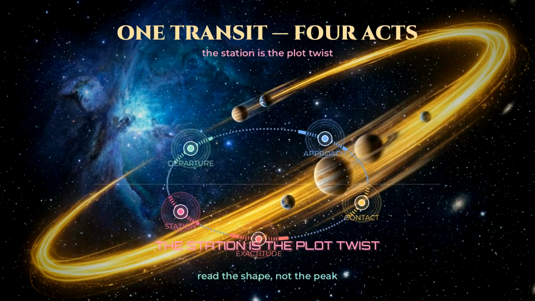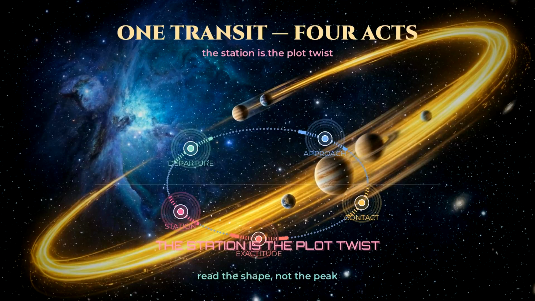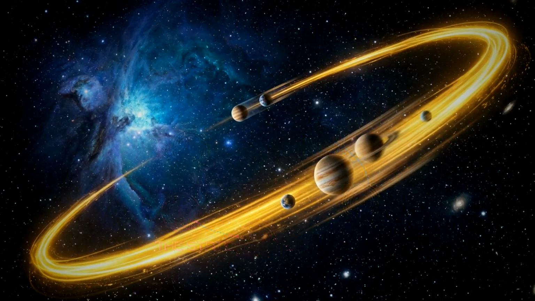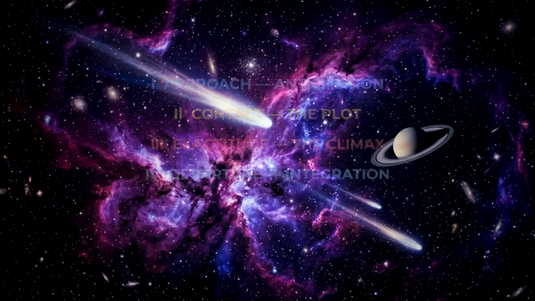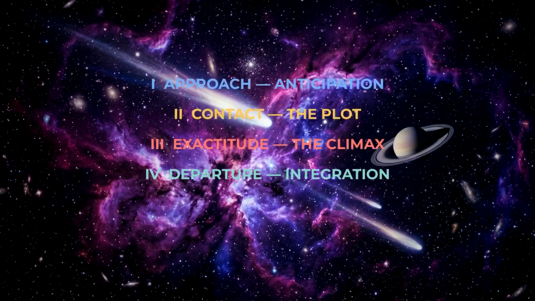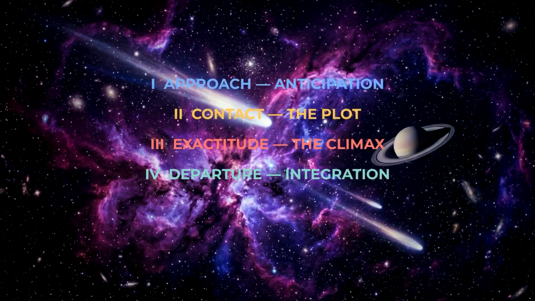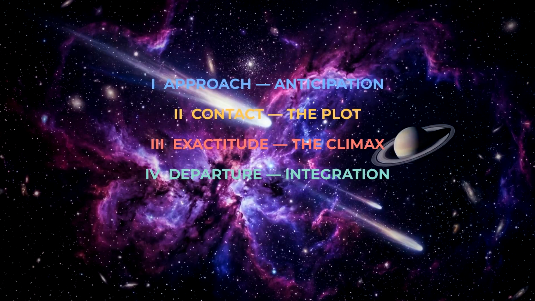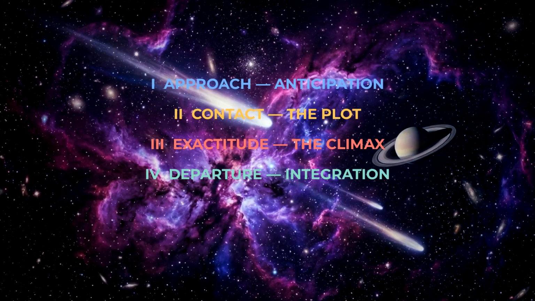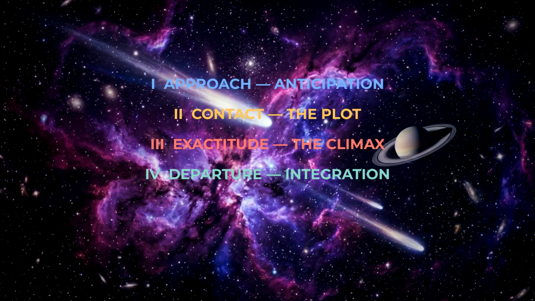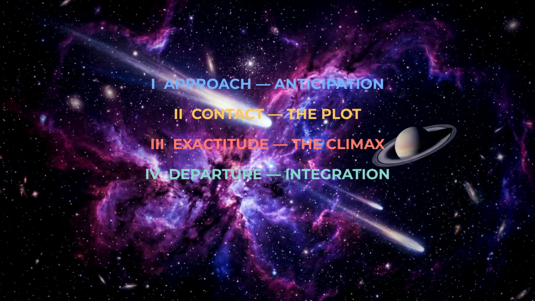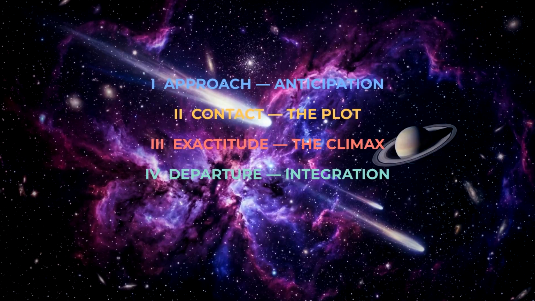Phase 3, the exactitude. The moment the transit reaches 0. This is the climax, and here is the original law. The climax is never where you think it is. Because the narrative peaks not at the mathematical exactness, but at the first moment the transiting planet reverses direction, its retrograde station, or its exit from the orb. That station is the plot twist. Everything before it was set up. Everything after it is consequence.